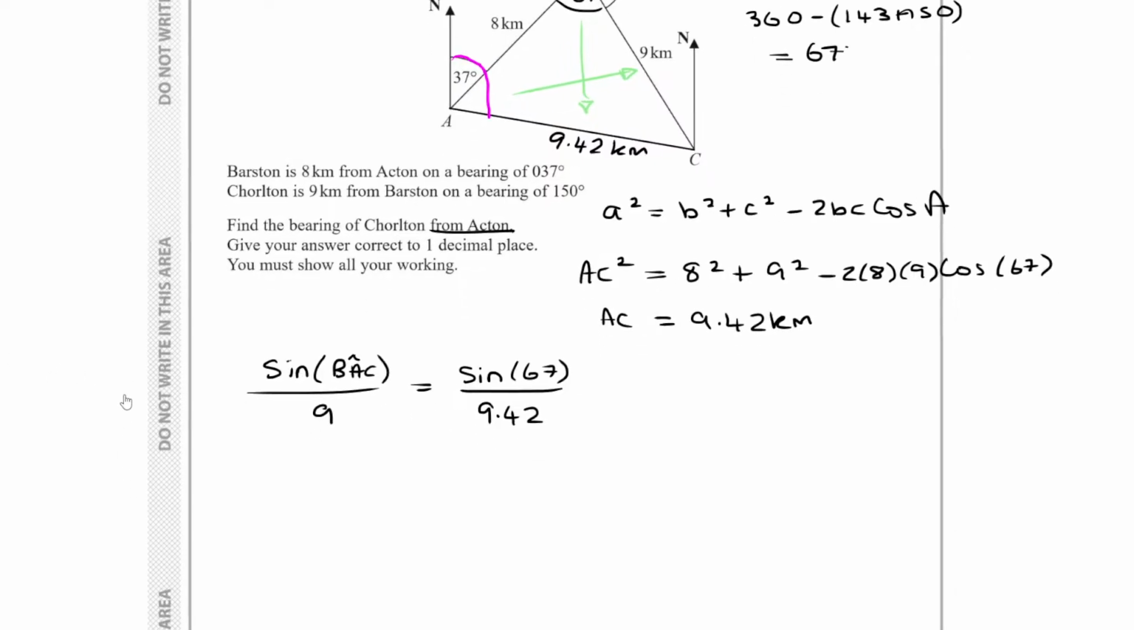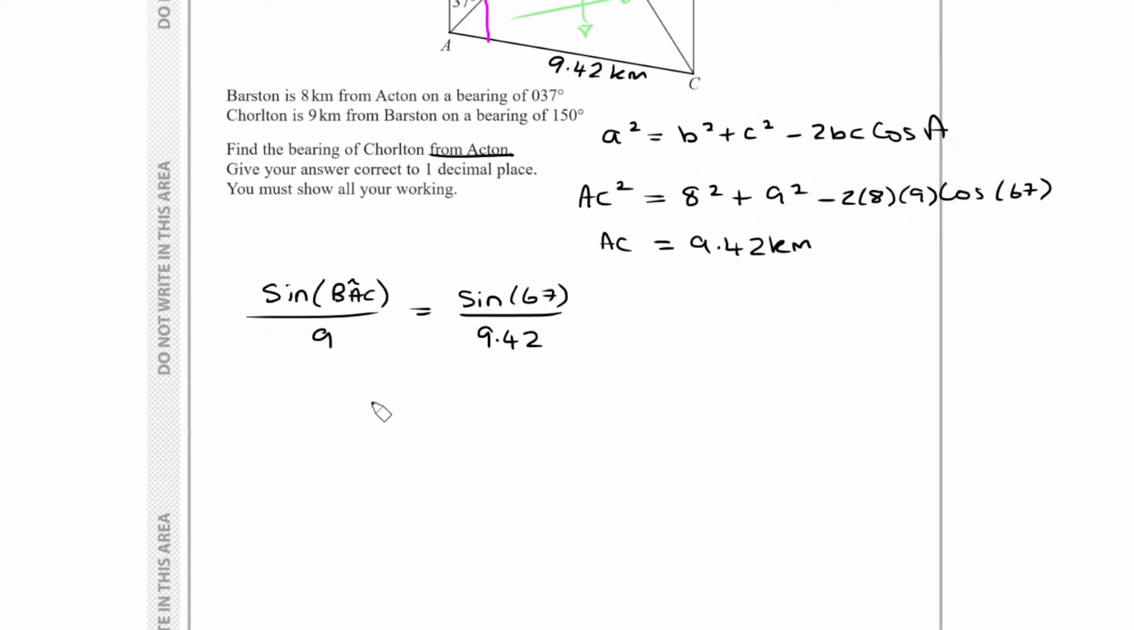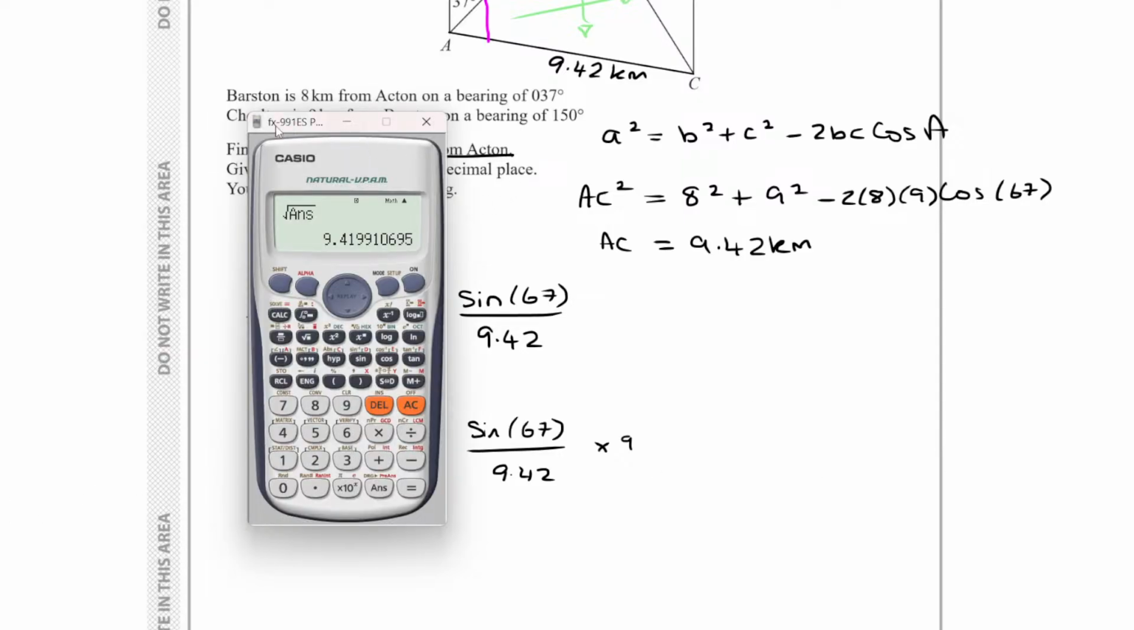So I do need to multiply across by 9 to get sine of the angle as my subject. That is 67 over 9.42 multiplied by 9, and that you just now chuck in the calculator. The only thing though is because we're looking for an angle, whether it's SOHCAHTOA, like basic trig, or this type of trig, which is more complicated, if you're looking for an angle, you always want the inverse function. So you know when it's like -1. So I'm just going to straight away do that. You can do it in 2 steps if you want. You can do it in 1 step.